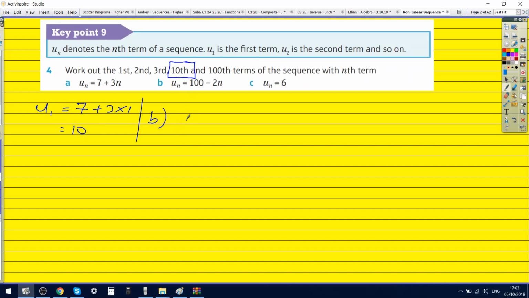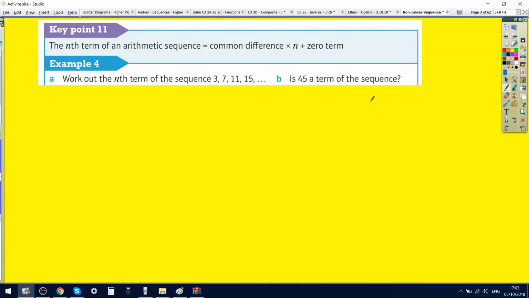So you do U10 equals 100 minus 20. Which is 80. Perfect. Okay, that's fine. So just making sure you've seen that arithmetic sequence. Do you know how to work out the nth term for this sequence already?